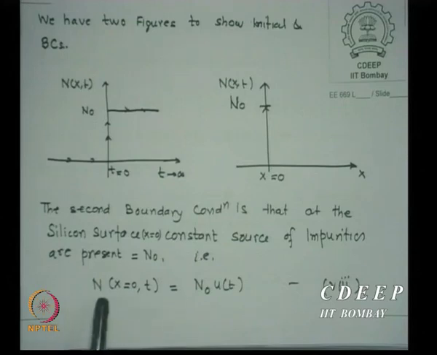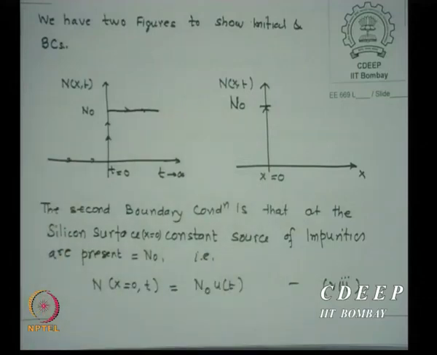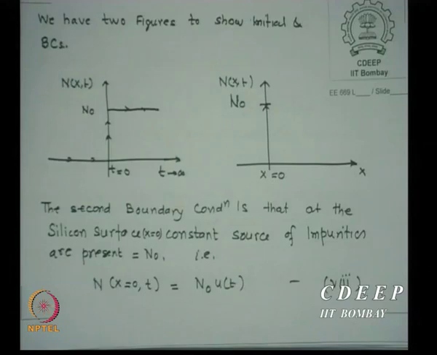Now this essentially means N(x=0) at all times, your impurity sources are coming anyway, so at all times it is N0 u(t). Is that correct? It is a step function.